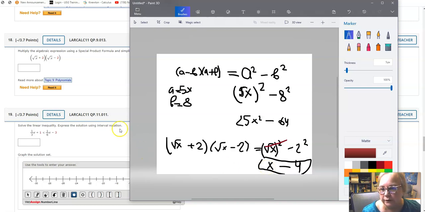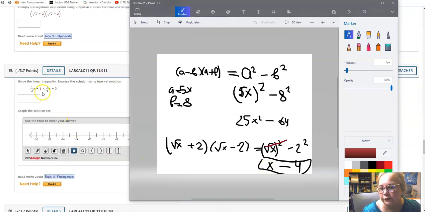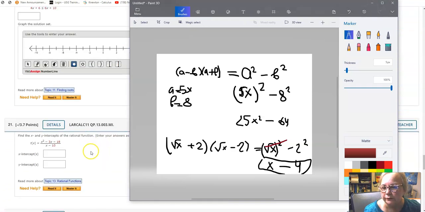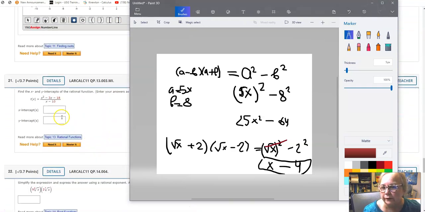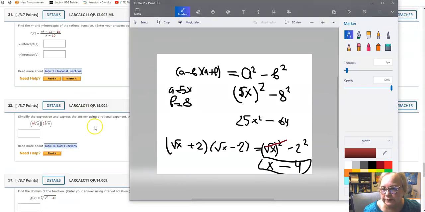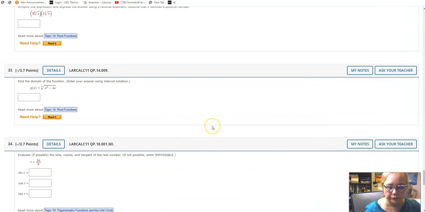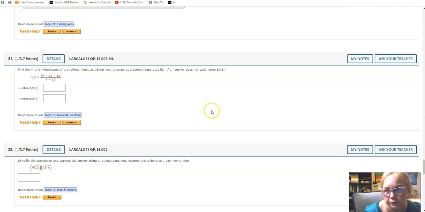Alright, and solve this inequality and show it on the number line. You can use an empty dot here, or you can use a shaded dot, closed circle, parentheses, brackets, and so on. So the same kind of type. Find the x and y intercepts. What are those? Again, this video is just to remind you how to do basic algebra. I will not work all your questions on the homework.